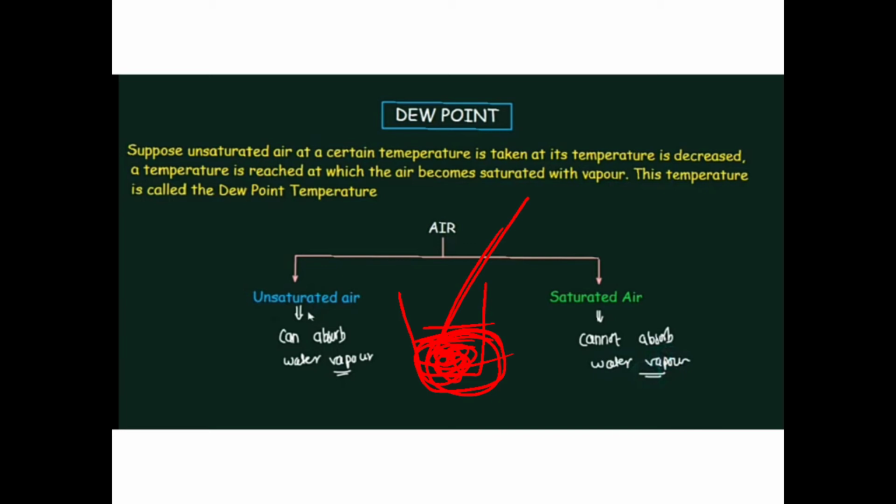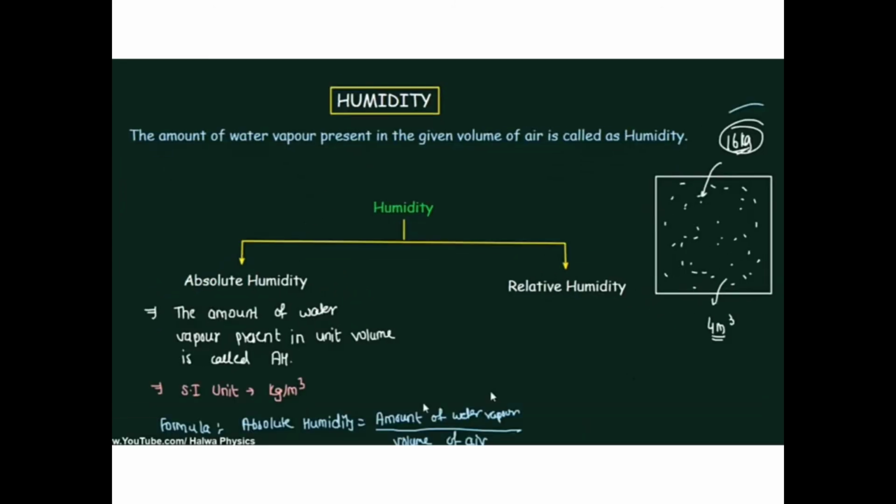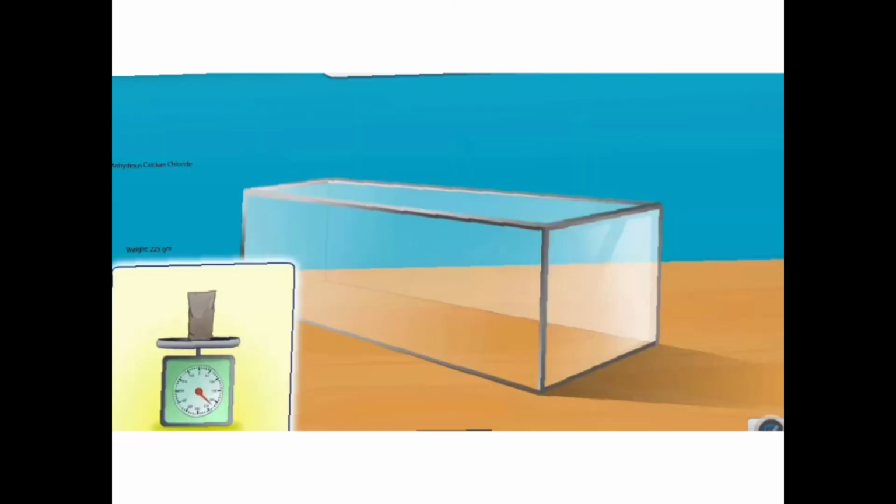So why do we get the dew drops? And remember one thing, I can make changes. I can convert the unsaturated air to the saturated air, and I can convert it vice versa also. Suppose the temperature presently is 20 degrees Celsius and the air in my box is unsaturated. Let us take a fish tank, and in that some air is there, and that air contains water vapor, right?